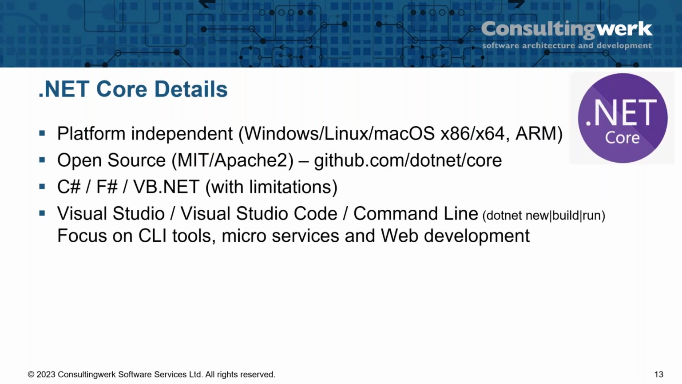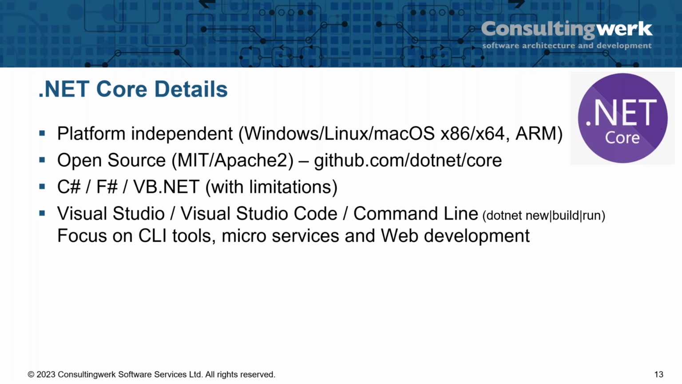So a goal of .NET Core is also to provide platform independence. So there are variants of that for Windows, of course, various Linuxes, and macOS, and even for ARM CPUs. It's open source, so you can download the source code for the .NET 6.0 framework.